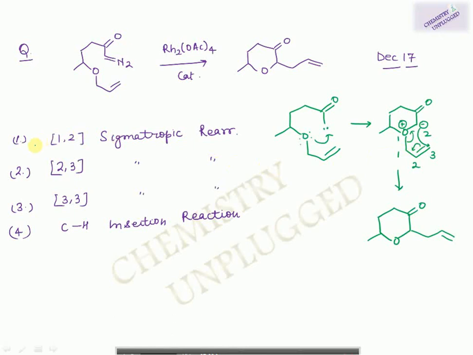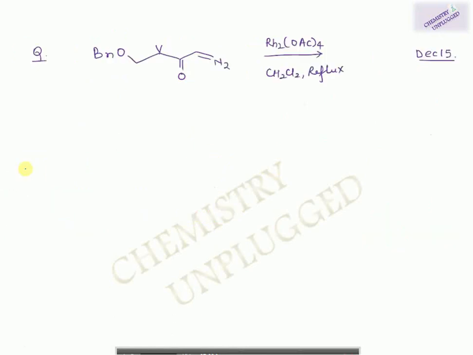Next we will take one more question based on the same reagent, and this question is from December 15. First you have to create a carbene at this point after removal of this nitrogen. I can write this benzyl group like this also, because in the options it is given in the form of PhCH2. So you will get a carbene like this.